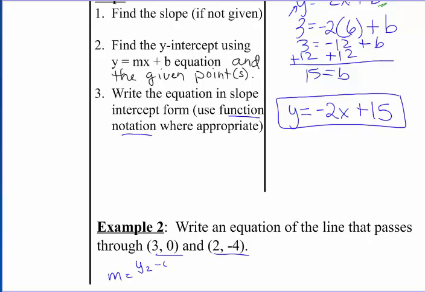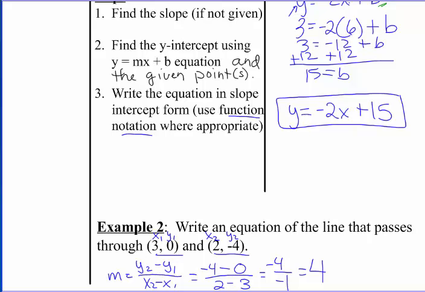m equals y2 minus y1 over x2 minus x1. And then you're going to plug in your numbers. So this is x1, y1, x2, y2. So y2 I have labeled as -4, minus y1, which is 0, over x2, which is 2, minus x1, which is 3. So on top, that gives me -4. On bottom, -1. So my slope is 4.